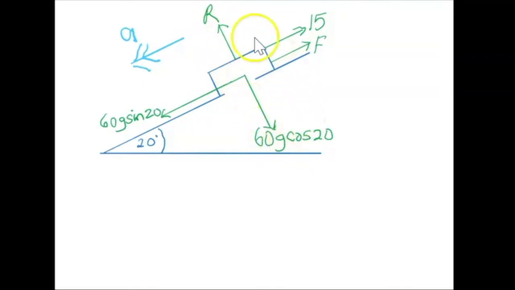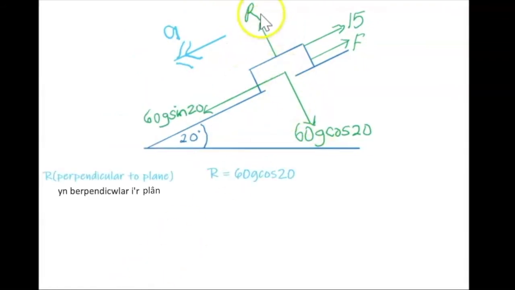Now, if we think perpendicular to the plane, these forces must balance, because it won't move off through the air, it won't move down through the plane in any way, it can only move along the plane. So these forces must balance. So R must equal 60g cos 20 when we resolve perpendicular to the plane. So we've got some fact here which helps us with R.